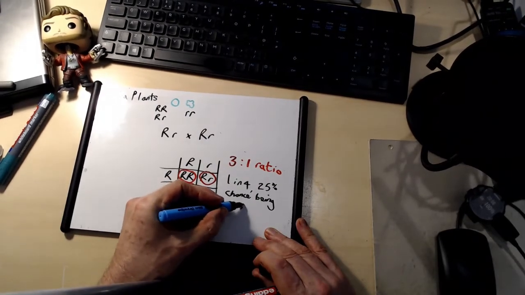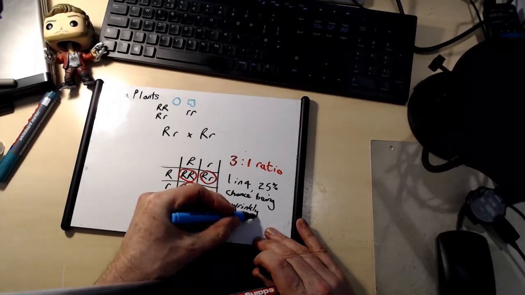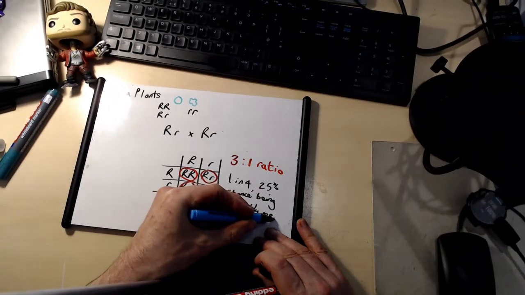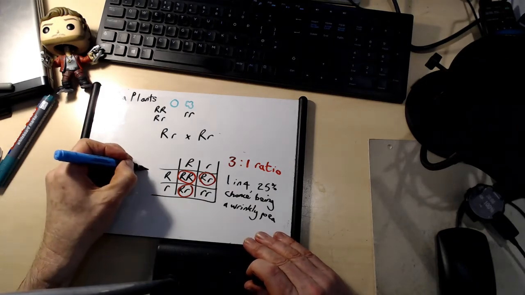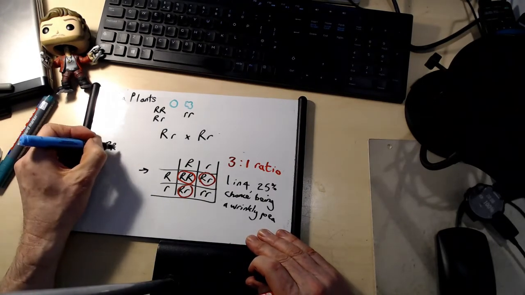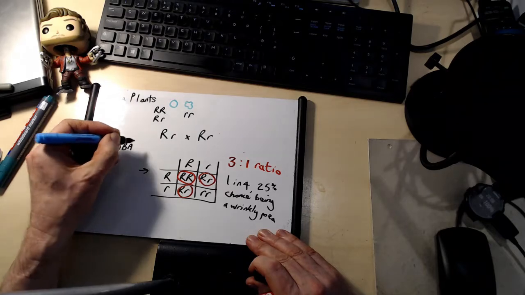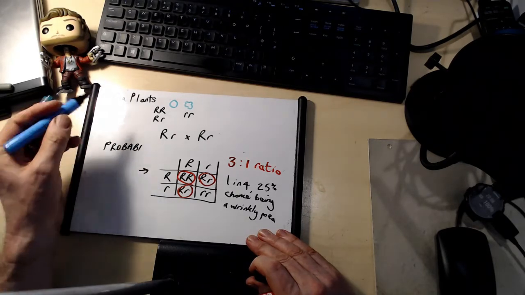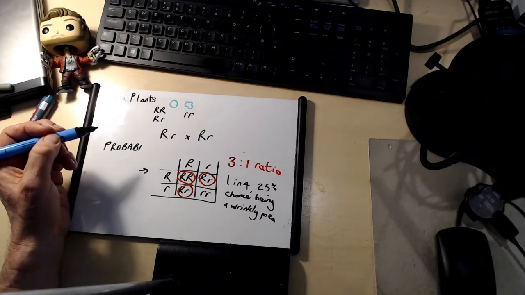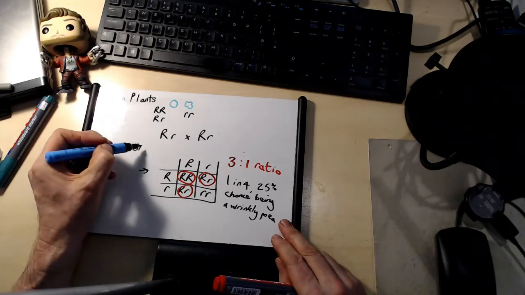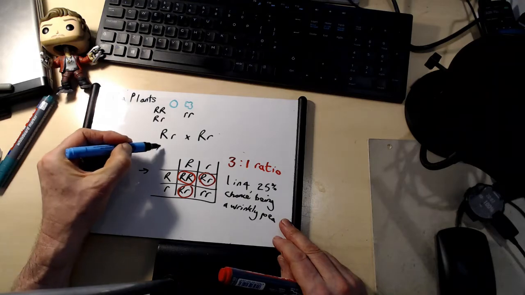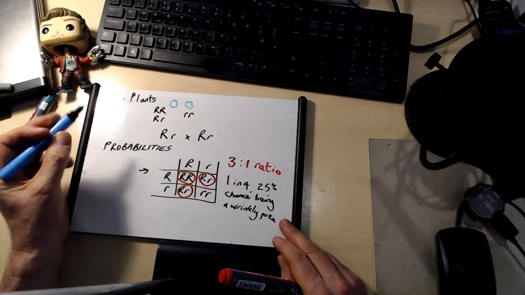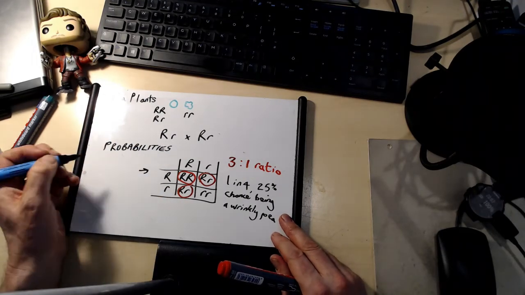Being a wrinkly pea. So there we go. These are what we call probabilities. That is not necessarily what will happen, but these are the chances of something happening. Probabilities don't say definitely what will happen.